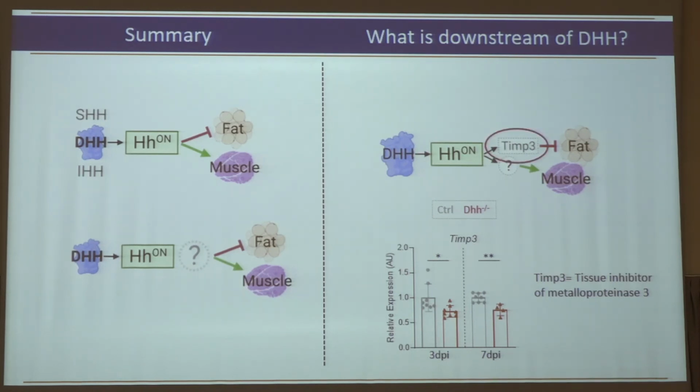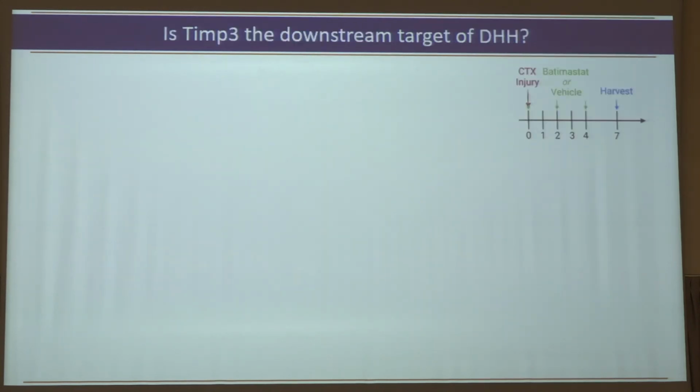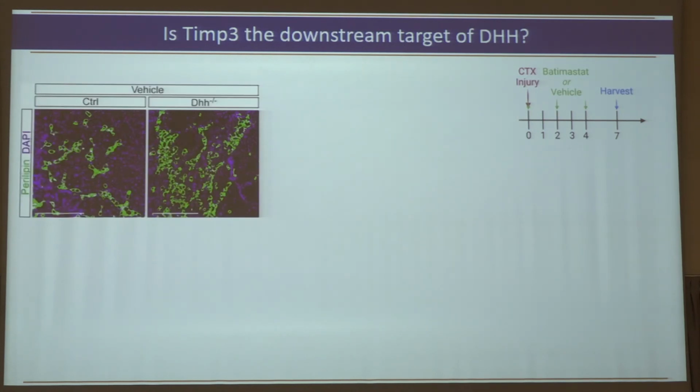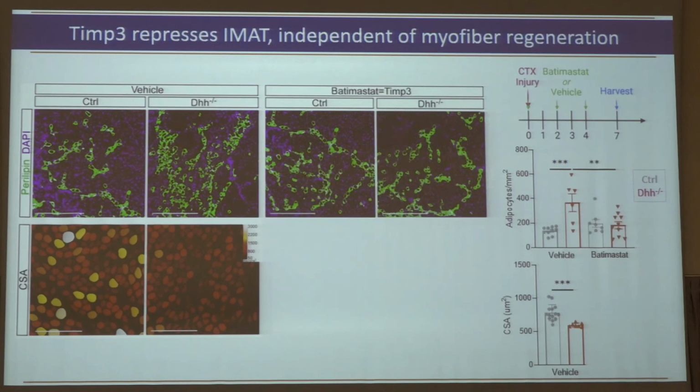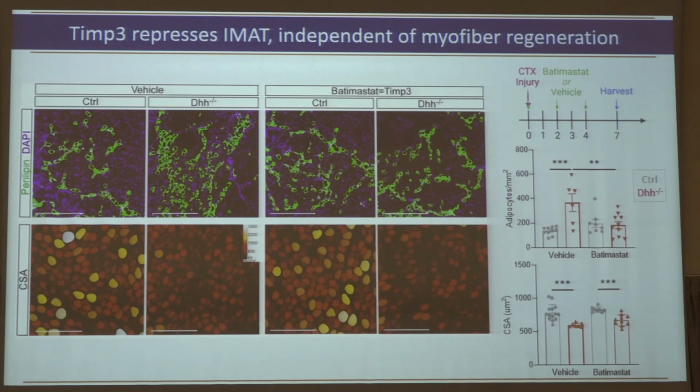So to test whether it is TIMP3, I used a small molecule called batimastat, which is a TIMP3 mimetic. So after cardiotoxin injury, we gave batimastat at 0, 2, and 4 days and harvested 7 days after cardiotoxin injury. And in a vehicle setting, we see that fat is increased and muscle is decreased, and this is no new news. However, upon batimastat administration, we see a rescue in the phenotype of fat comparable to control levels, whereas with muscle, we do not see a rescue. So this suggests that TIMP3 is specifically inhibiting IMAT infiltration, and there could be another downstream target that also regulates muscle regeneration.